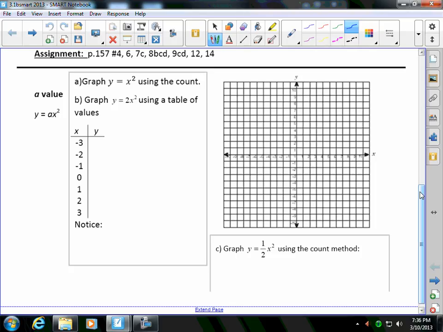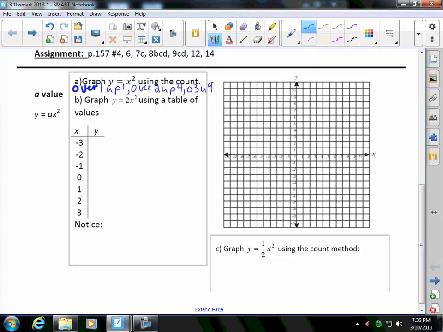So the first part says graph y is equal to x squared using the count method. Last day when we did this, the count method, if you recall, was when you would go over 1, up 1, and then over 2, up 4, and over 3, up 9. So however many over you went, you went a squared amount up. Our vertex for this one was at the origin, 0, 0, because our p value would be 0 and our q value would be 0.